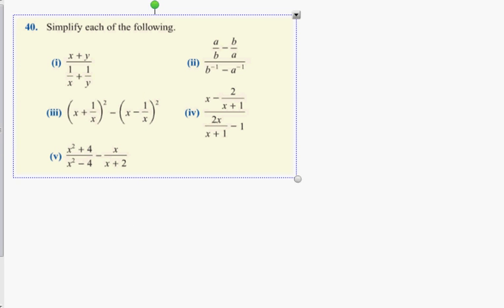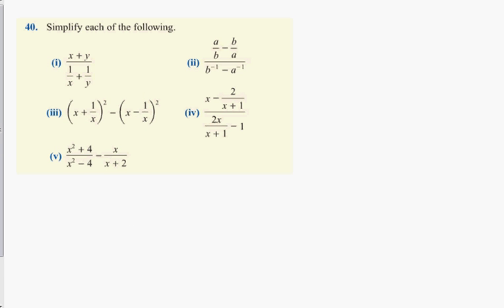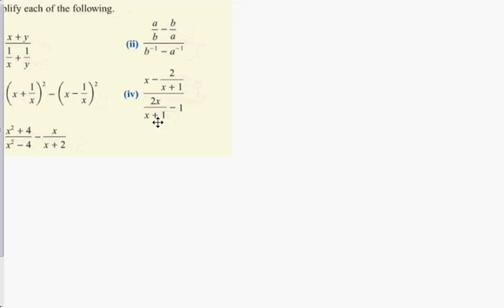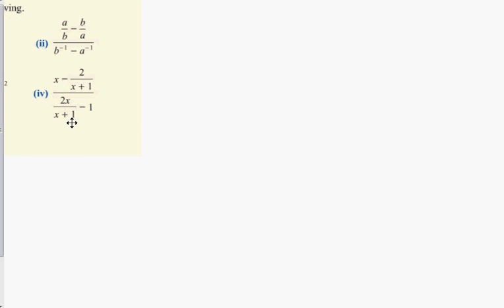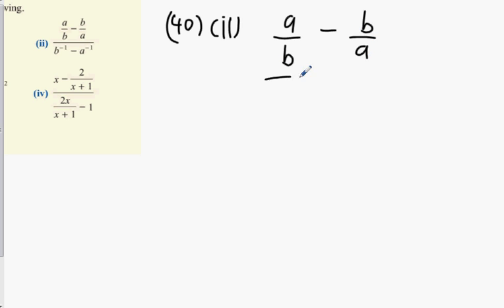Now, we're going to start off with part 2, okay? Now, I would have reminded you something about part 2 yesterday. So this is Q40 part 2. What did I tell you about what b to the minus 1 and a to the minus 1 actually means?